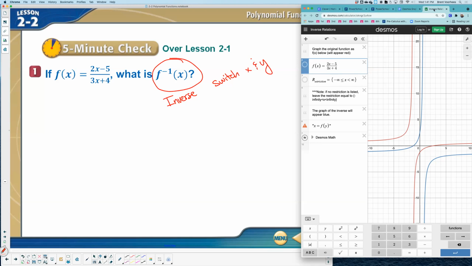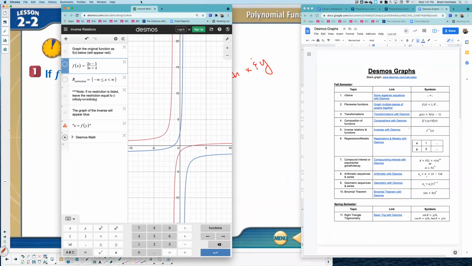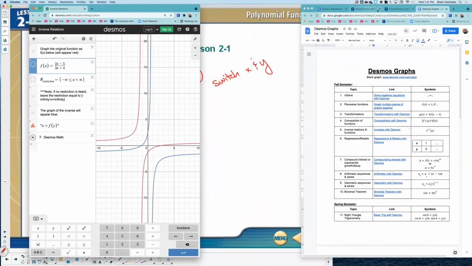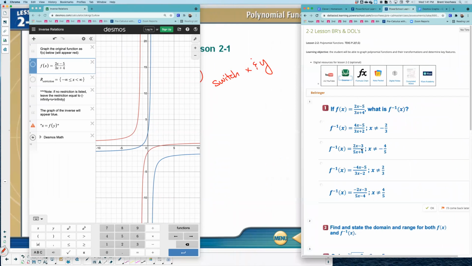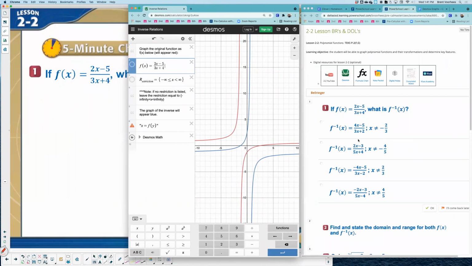So what are we going to do with this? I'm going to move this tab out for a moment. And back on the tab of where we were typing in our answers, our Powerschool Learning, I want you to notice, you see how there's multiple choice options for number 1? I'm going to do something that you could call cheating. It's technically not cheating because you're not stealing answers from everybody. It's just you're kind of using technology to do the work for you. What I'm going to do is graph these inverses. I'm just going to type in the equations and see which one overlaps my inverse graph in blue.